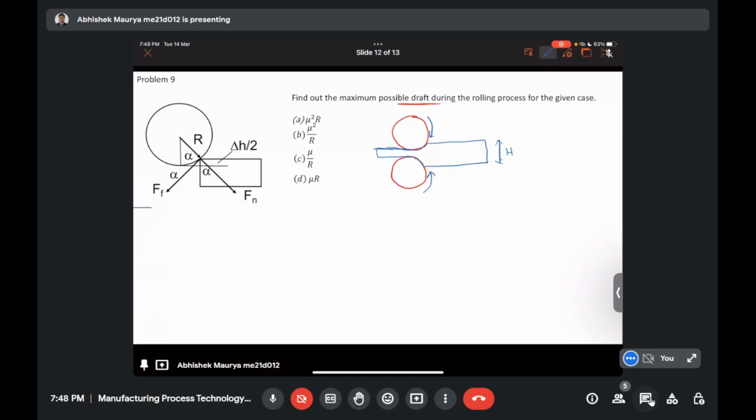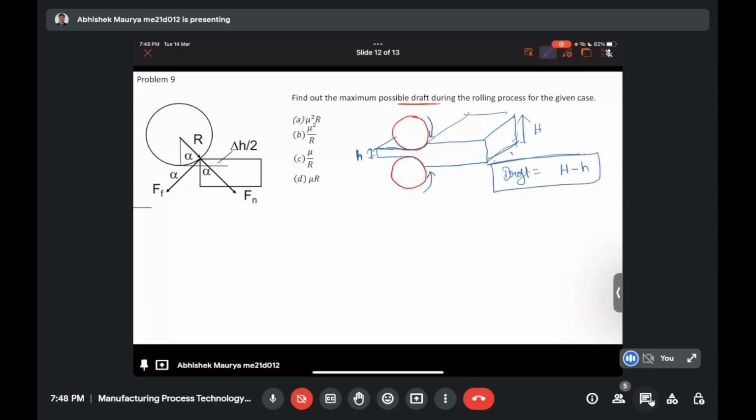Initially, I will draw in 3D, something like this. Initially we had the thickness of the slab, let's say capital H, and after the rolling process it has become, let's say, small h. Now what is the draft? Draft is nothing but the reduction in thickness, H minus h. So that is the draft.